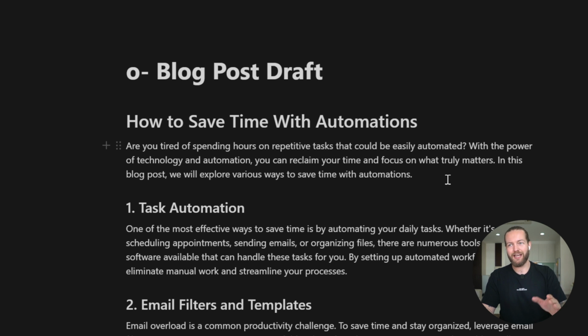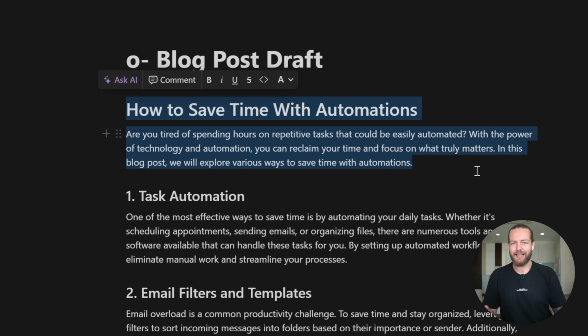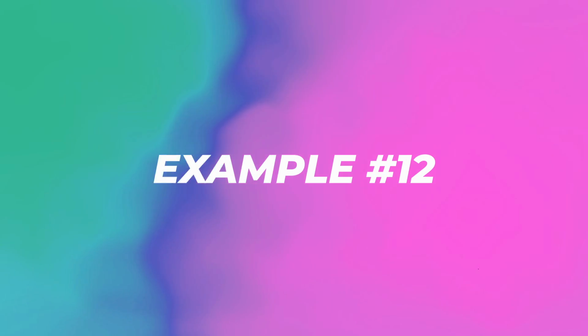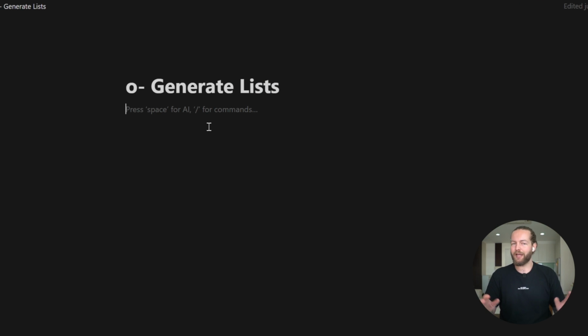If you're going to do this, I just recommend writing your own intro. That's the part where AI is a little bit too cliche or you've heard it before. So write the intro yourself. Next one, generate lists. Honestly, I'm a list person.